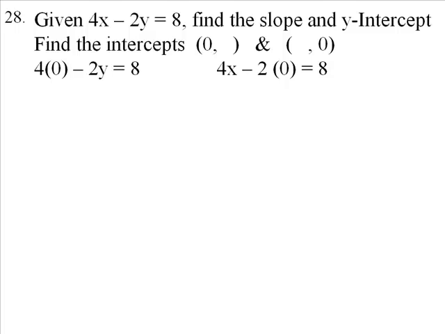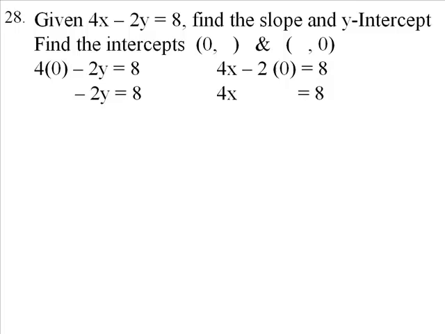On the first intercept, the one on the left, we're putting in 0 for x and solving for y. On the one on the right, we're doing the x-intercept and we're plugging 0 in for y and solving for x. On the left side, you're going to have negative 2y equals 8, because 4 times 0 is 0, and that's not there anymore. On the right side, you're going to have 4x minus 0 equals 8, because 2 times 0 is 0, so you just have 4x equals 8.